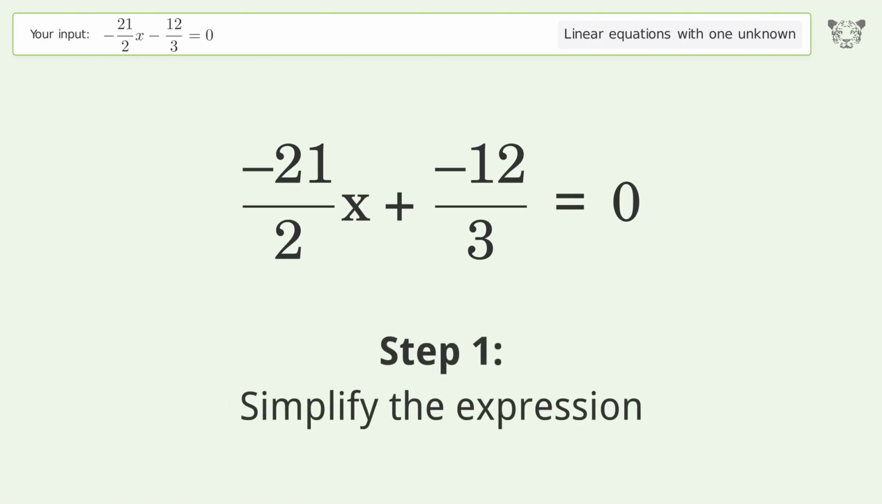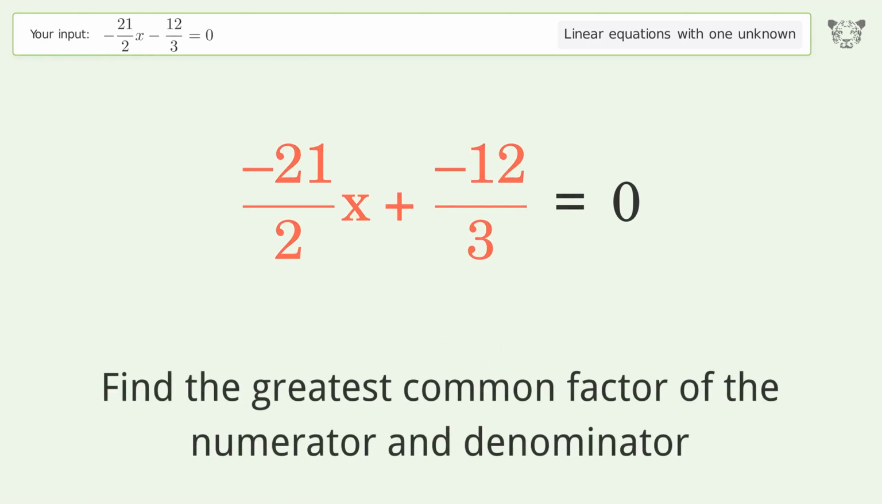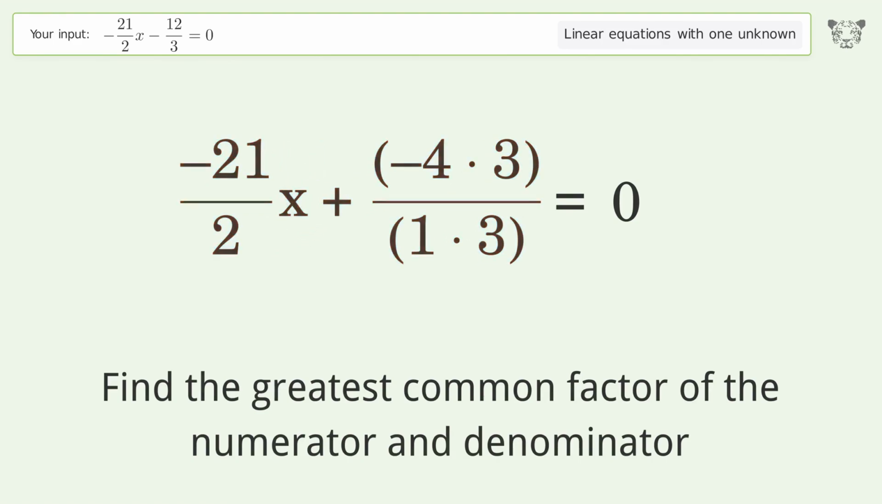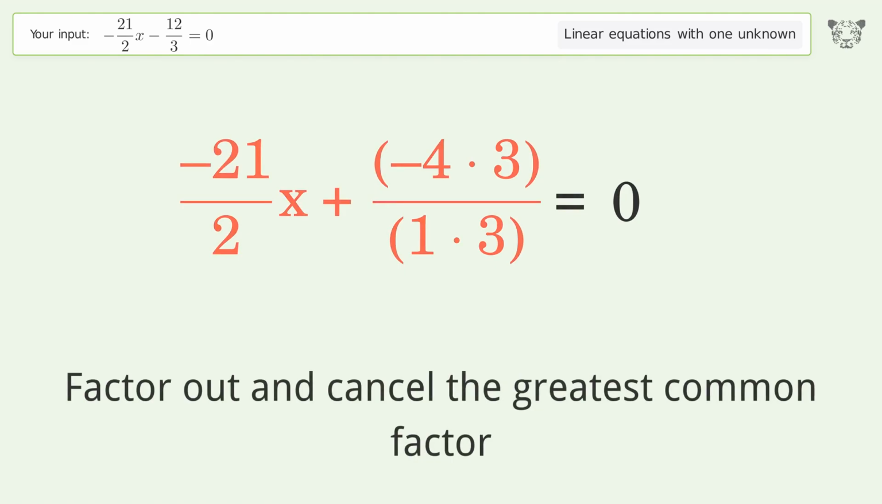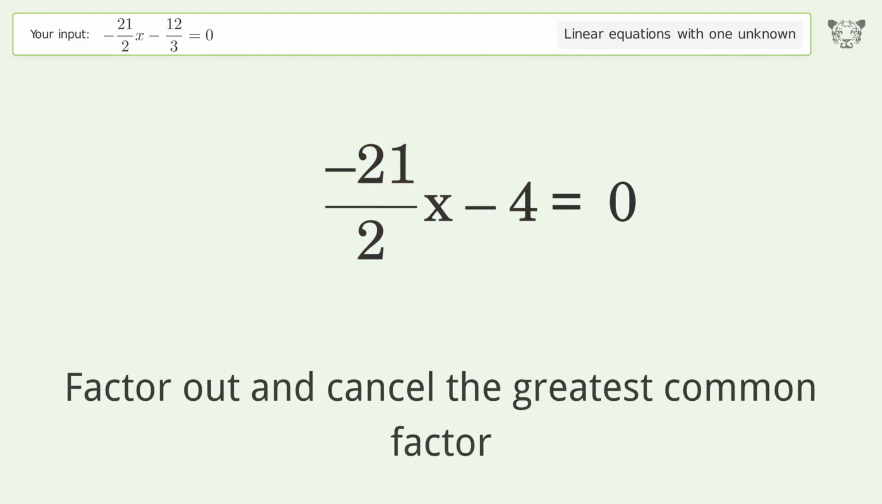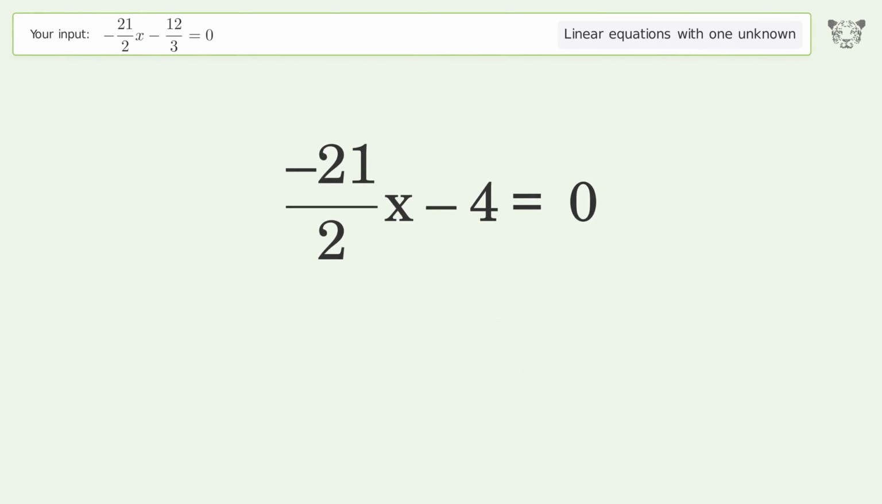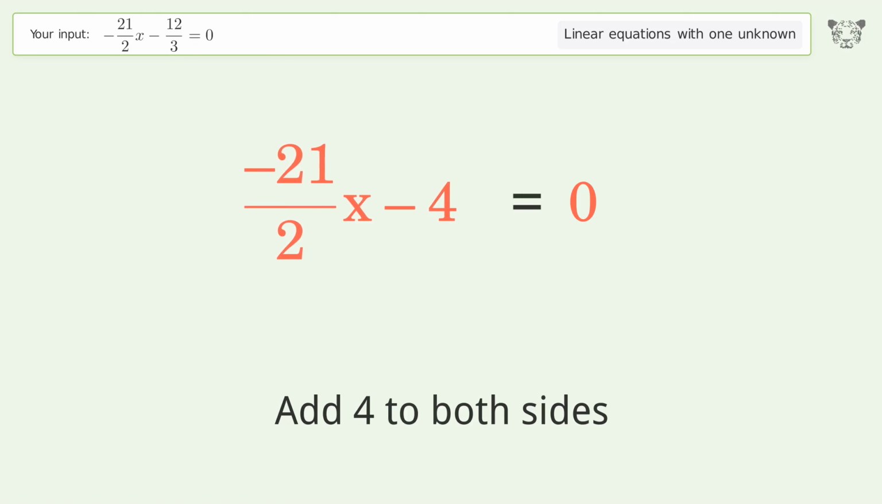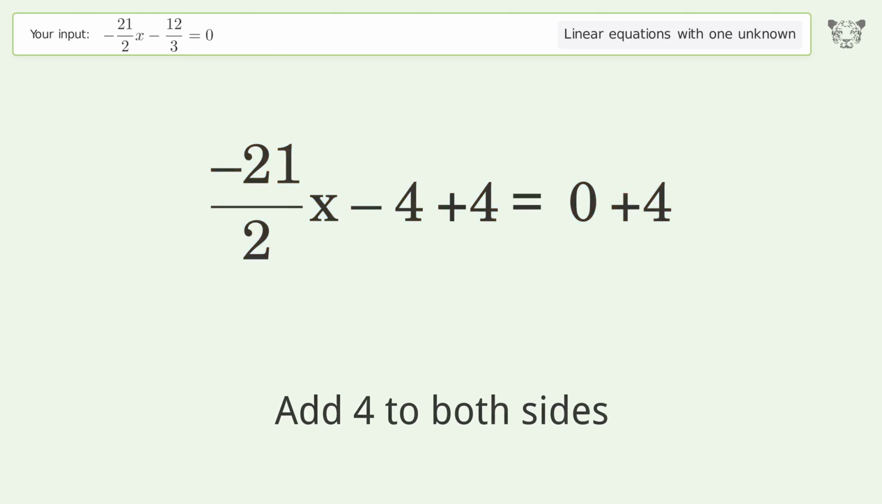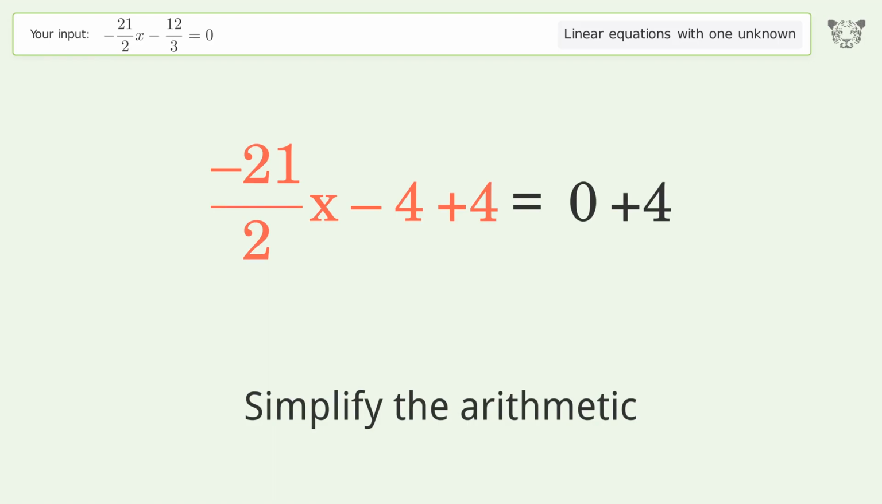Simplify the expression. Find the greatest common factor of the numerator and denominator. Factor out and cancel the greatest common factor. Group all constants on the right side of the equation. Add 4 to both sides. Simplify the arithmetic.